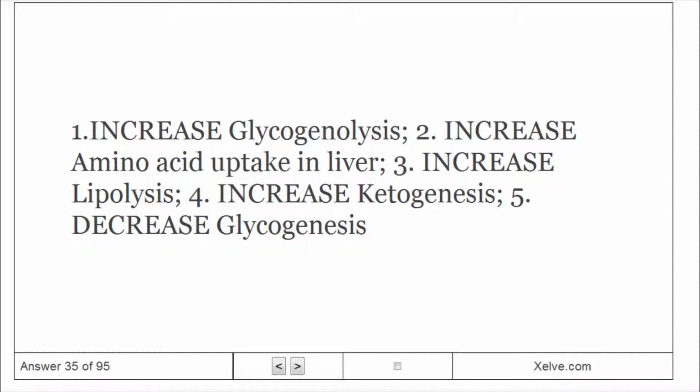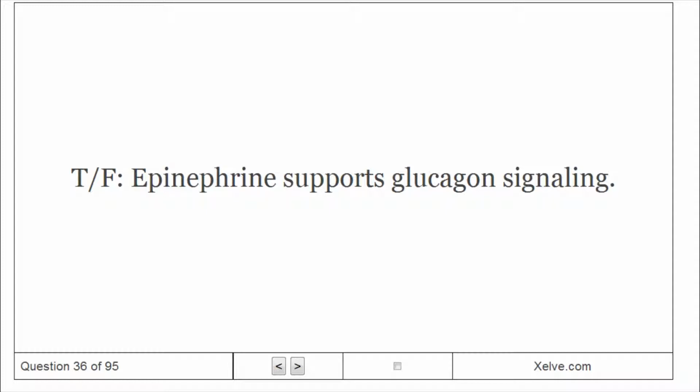5. Glycogenesis. Answers: 1. Increase glycogenolysis. 2. Increase amino acid uptake in liver. 3. Increase lipolysis. 4. Increase ketogenesis. 5. Decrease glycogenesis.